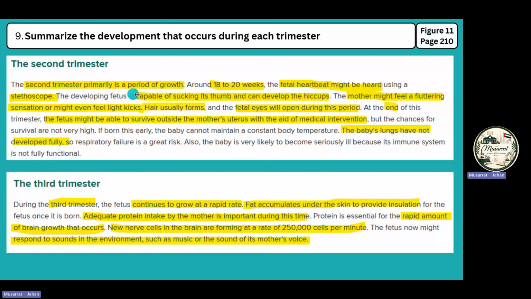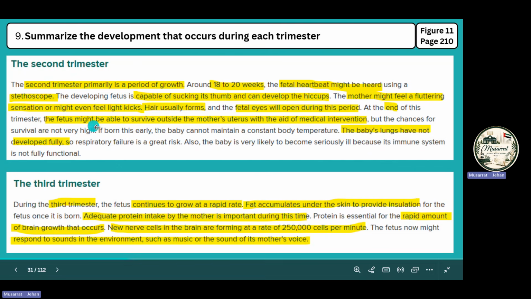Second trimester, primary period of growth. It's growing, 18 to 20 weeks. Fetal heartbeat might be heard. Then capable of sucking its thumb and can develop hiccups. Mother might feel a fluttering sensation or feel kicks. Hair forms. Eyes will open during this period, second trimester.